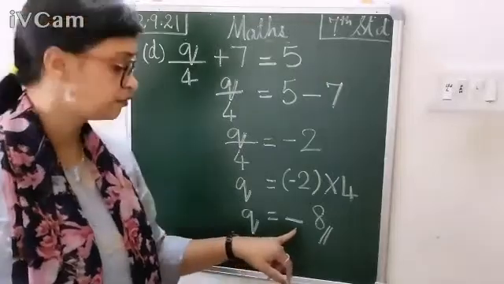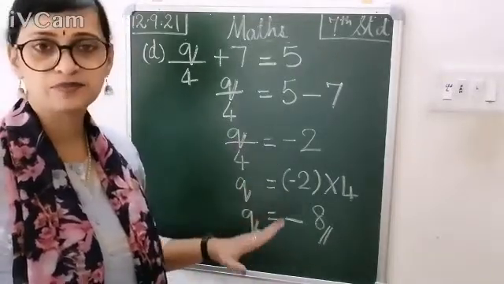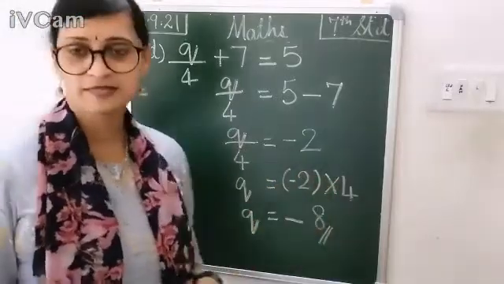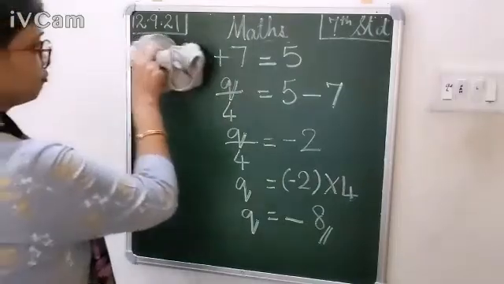Please do not get mixed up with your signs. The signs are very, very important. Okay, so please make sure that you multiply even the signs. So with this, we finish the 4th sum. Now next, moving on to the 5th one.